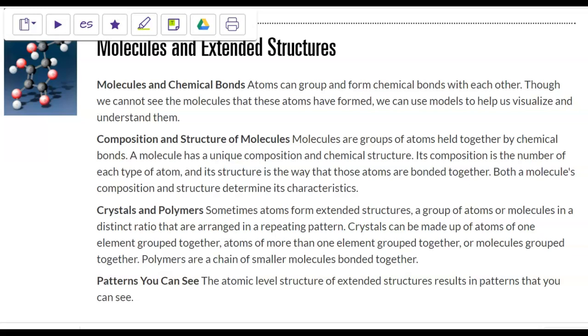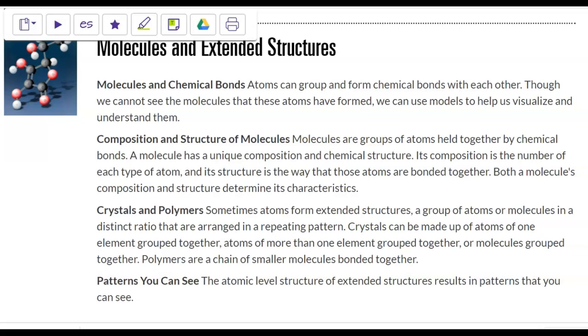Before we go any farther, let's make sure we understand everything that we can about molecules and extended structures. Molecules and chemical bonds. Atoms can group and form chemical bonds with each other. Though we cannot see the molecules that these atoms have formed, we can use models to help us visualize and understand them.